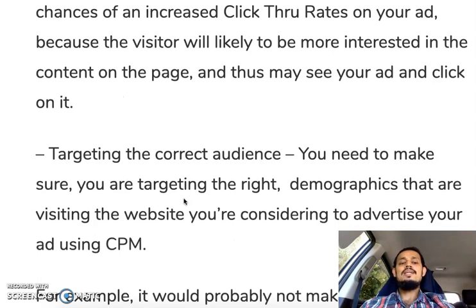Okay, so the next one is targeting the correct audience. You need to make sure that you're targeting the right demographics that are visiting your website when you're considering advertising using CPM. For example, if you're advertising a product that's only available for shipping in the US, you wouldn't want to advertise it on a non-US site, like India or Bangladesh or whatever, because obviously that product can't be shipped to those countries. So it's common sense: targeting the correct audience, correct demographics.